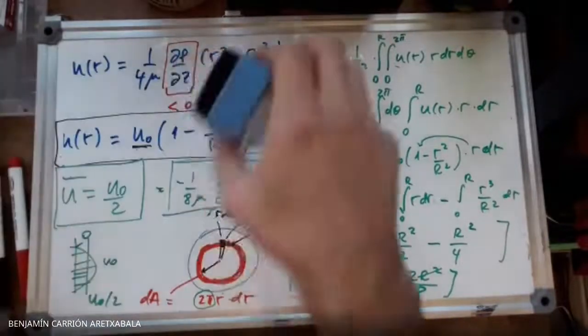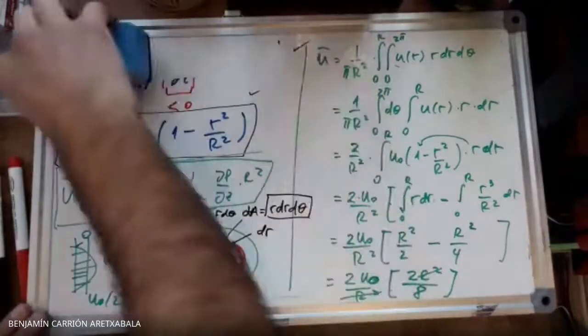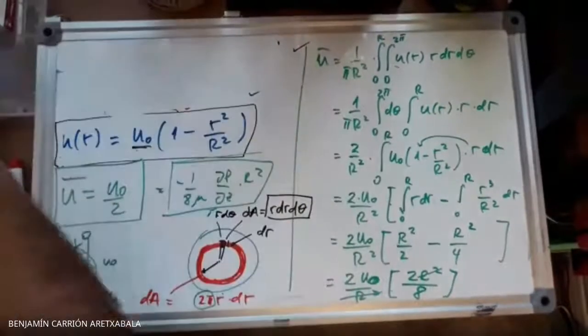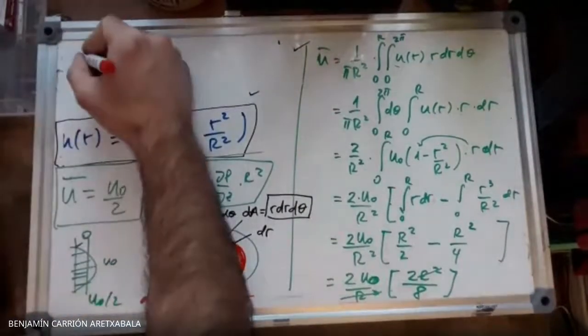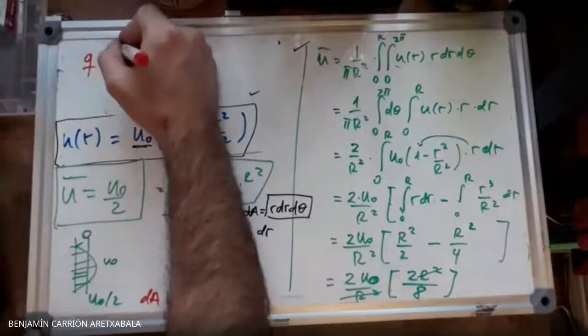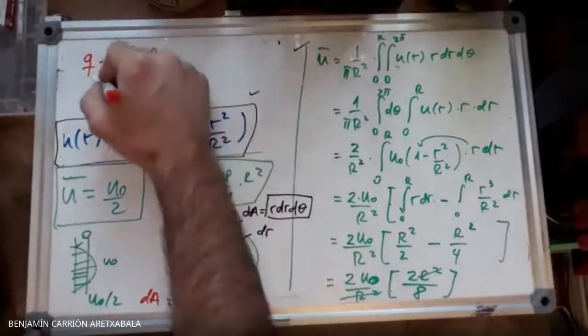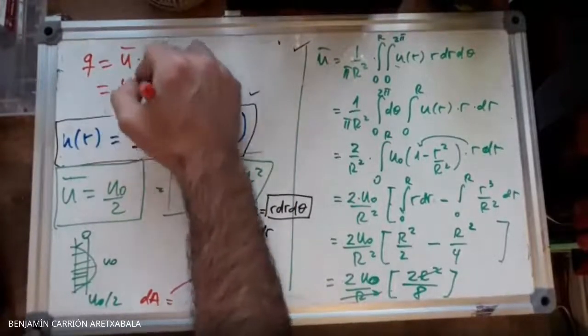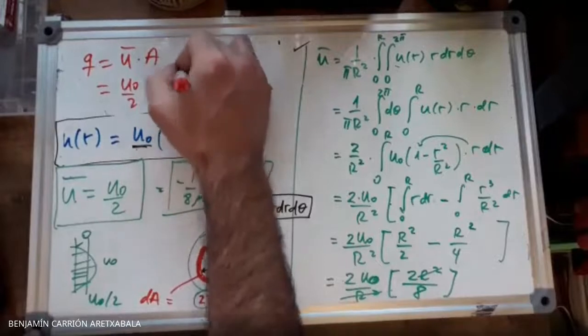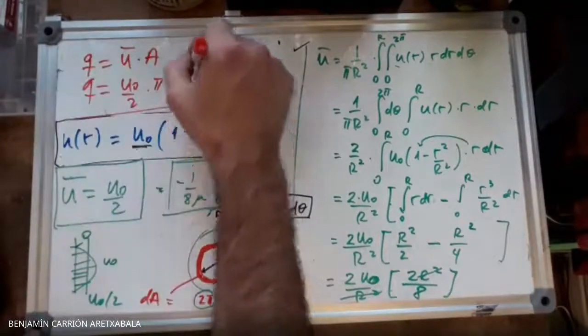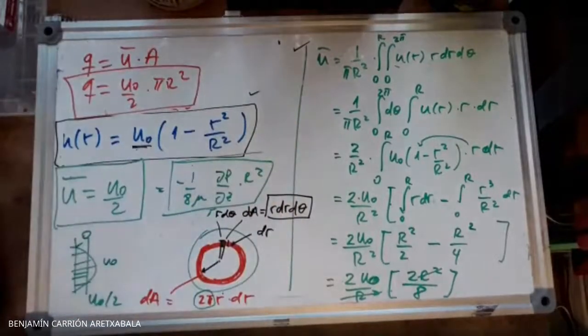And again, I'm gonna just delete this part. If you were asked to compute the actual flow, well, the flow is nothing more than u half times the area. So u0 half times pi r squared. This would be the flow, right? You could have integrated the flow directly and then obtained the mean velocity.